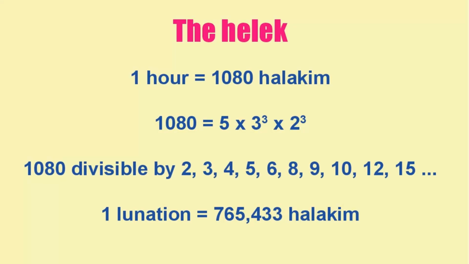A simple repetitive calculation shows us that the helek is the smallest submultiple of the hour, allowing the mean lunation of the calendar to be expressed as an integer. In fact, the lunation is 765,433 halakim. The helek has another property. When developing 1080 into prime numbers, we verify that it has remarkable divisibility properties because it is divisible by 2, 3, 4, 5, 6, 8, 9, 10, 12, 15, and many more divisors.